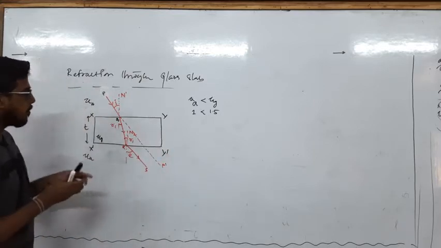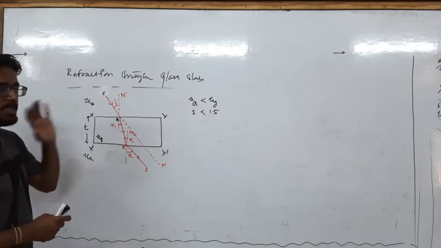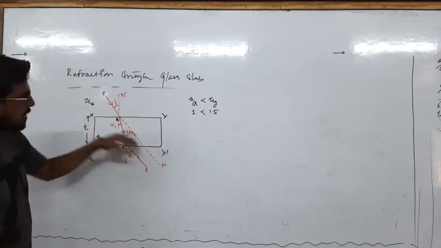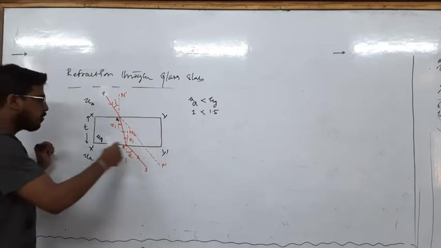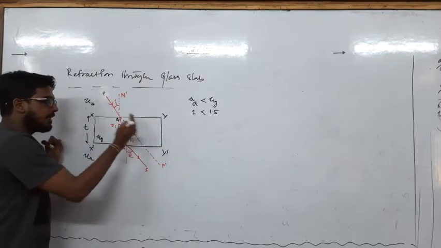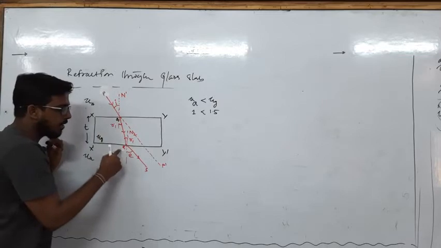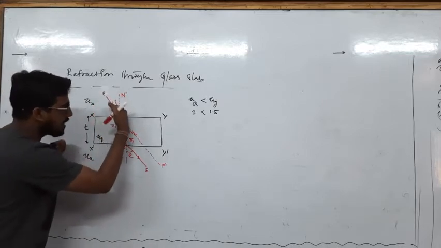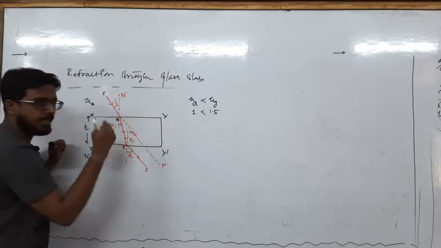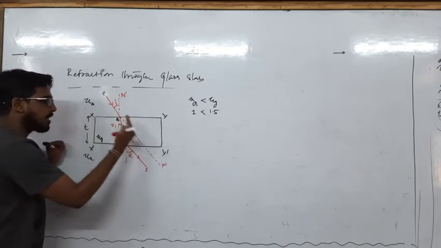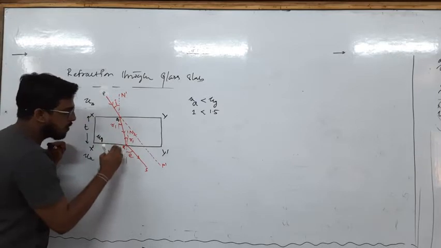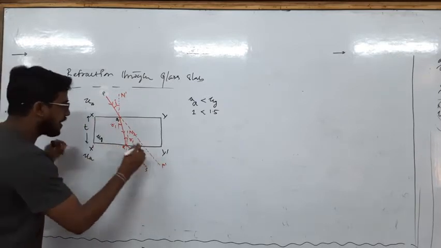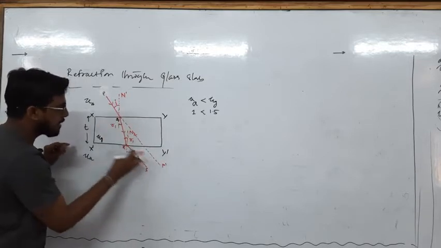If the complete slab XY, X'Y' is absent, then the incident ray PQ will travel along the same path, that is QP'. But due to the presence of the glass slab, it bends and travels along RS. That's why the incident ray, which is initially along the direction of PP', due to the presence of the glass slab, will shift and emerge out along RS. So the incident ray will be laterally shifted from PP' to RS.